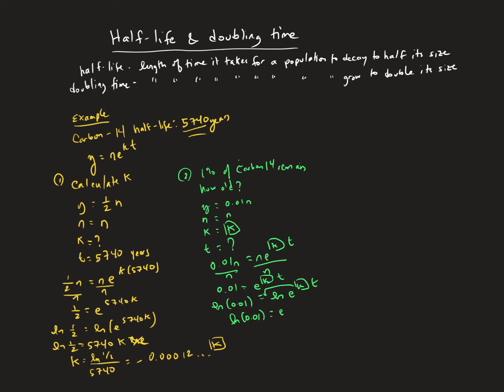Oops, sorry. Got a little ahead of myself there. I said ln, my screen went crazy there. So ln of 0.01 divided by that constant k will give me the time. And what I get is 38,135.734. So if I wanted to round it to the next year, I could say it's 38,136 years old.